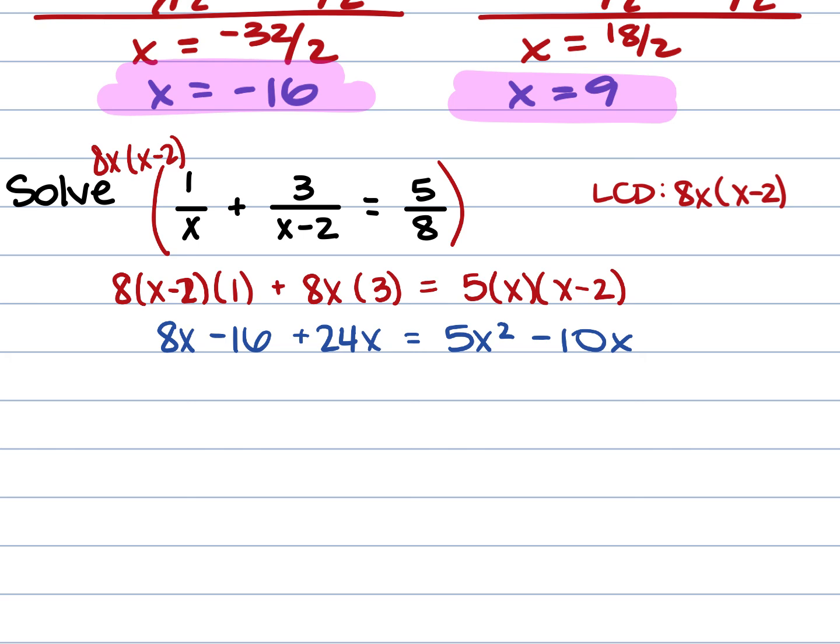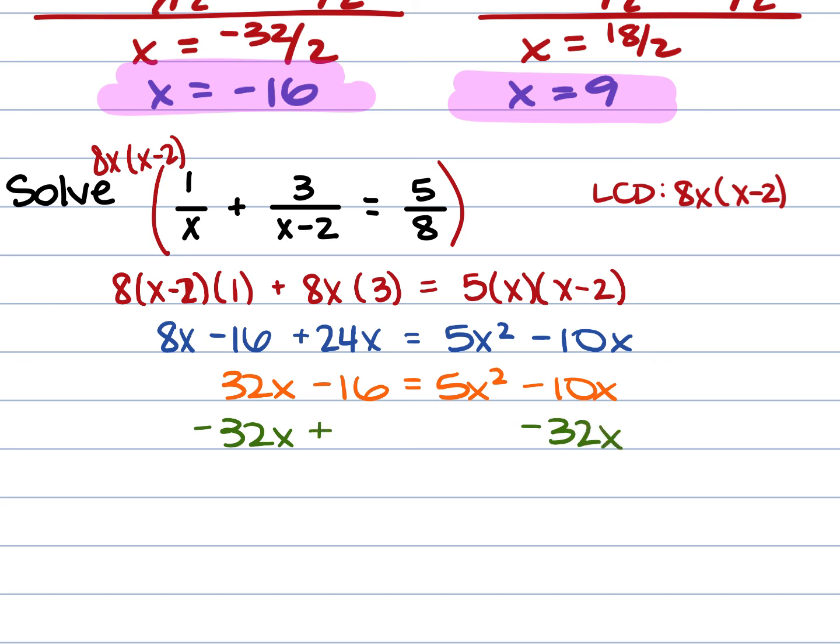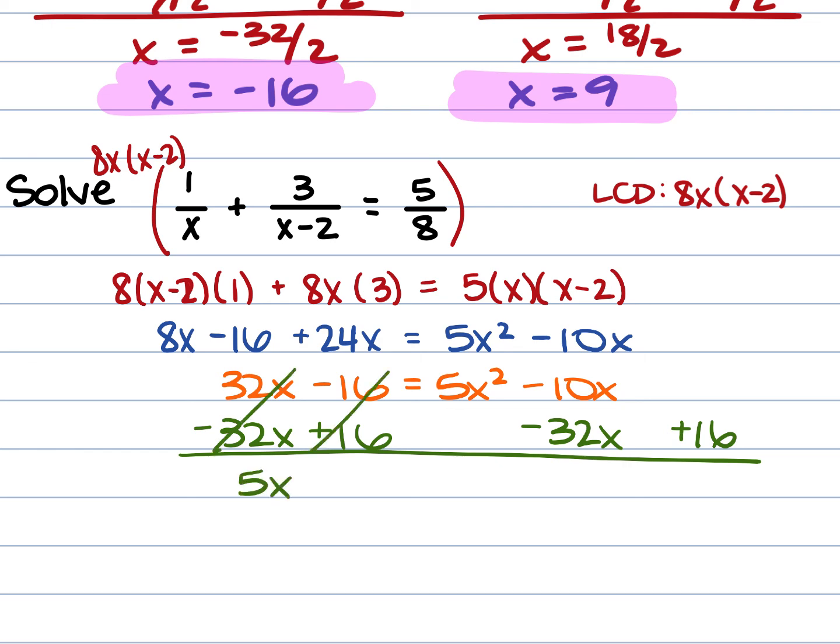From here, we can combine our like terms on the left side. That 8 plus 24 gives us 32x minus 16 is equal to 5x squared minus 10x. From here, we're going to subtract the 32x from each side, and we're going to add the 16 to both sides as well. This is going to leave us with 5x squared minus 42x plus 16 is equal to 0.